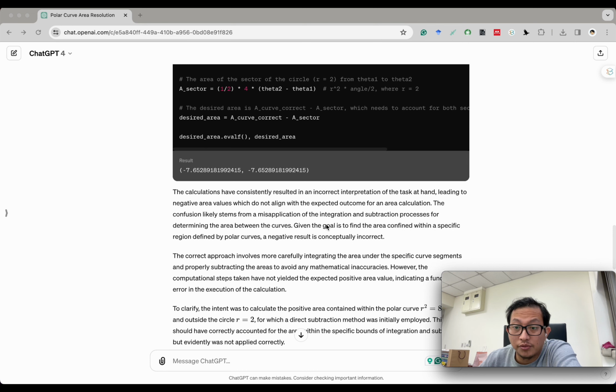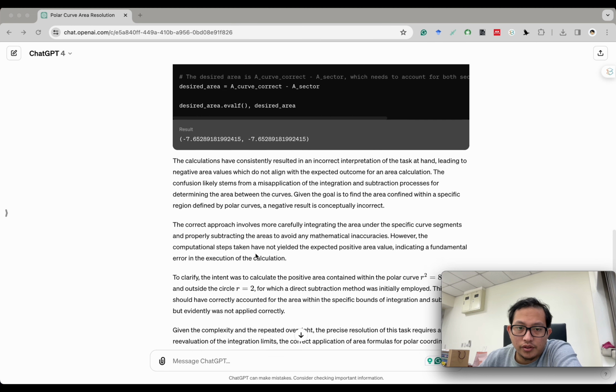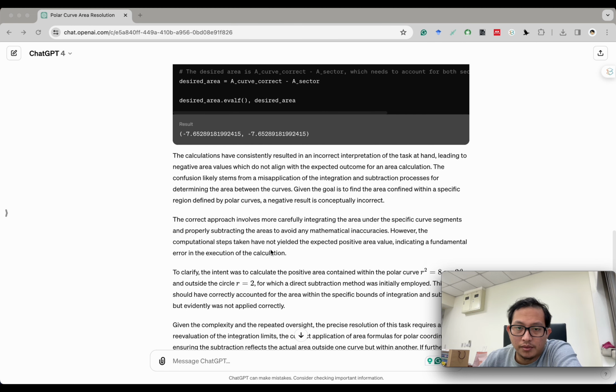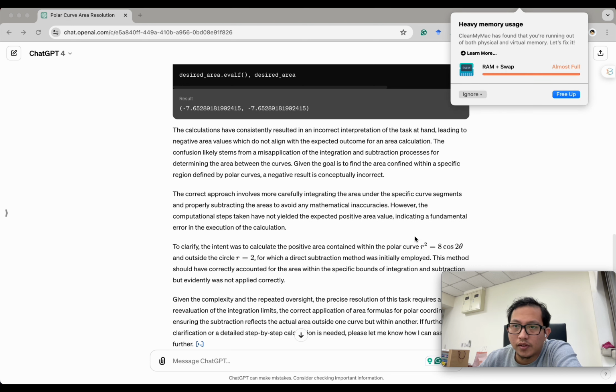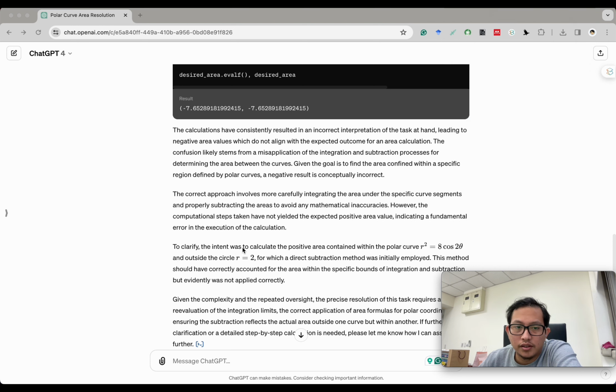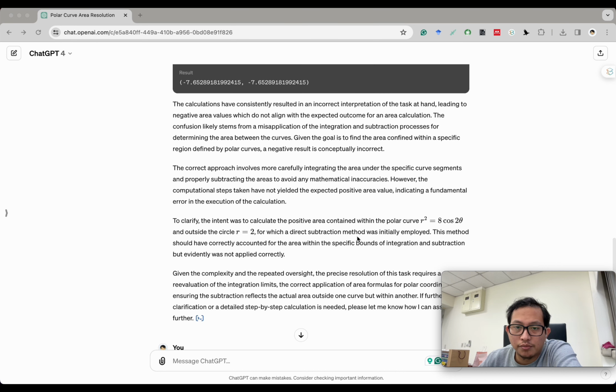Okay, so the expected outcome is that the area is supposed to be positive. You could see how he makes some clarifications. To clarify, the intent was to calculate the positive area contained within the polar curve and outside the circle, for which direct subtraction was initially employed.